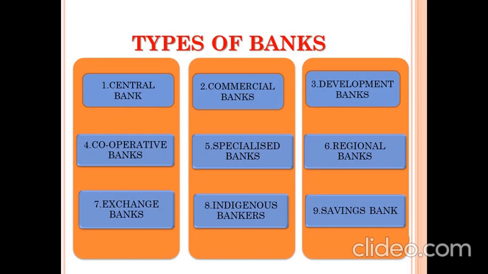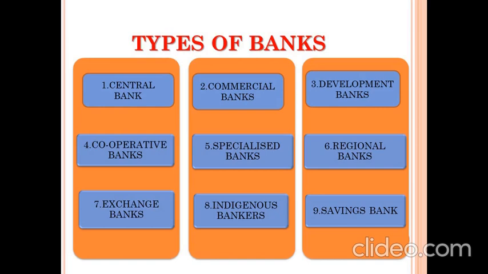Then there are cooperative banks. Cooperative banks are registered under the Cooperative Societies Act 1912. They generally provide facilities to farmers, salaried employees, small income groups or small scale industries. Cooperative banks are available in rural as well as urban areas. There are 3 types mainly: primary cooperative, also called credit societies, then state cooperative and central cooperative.